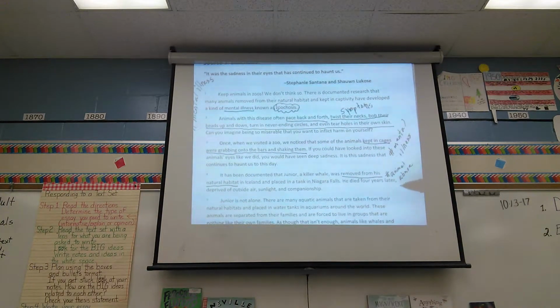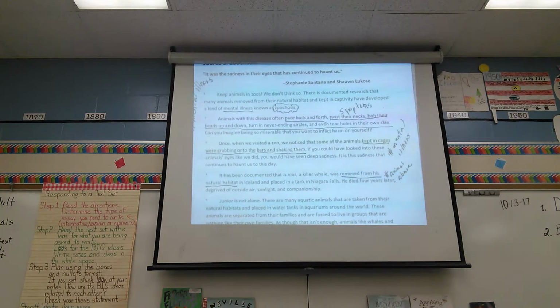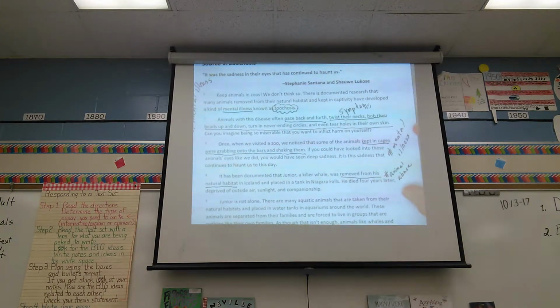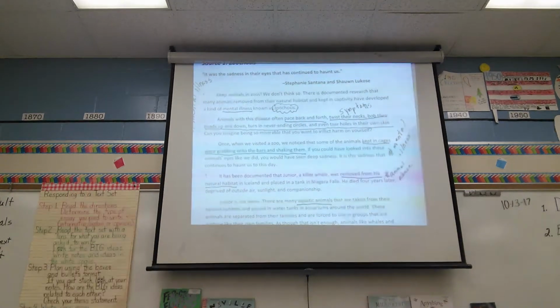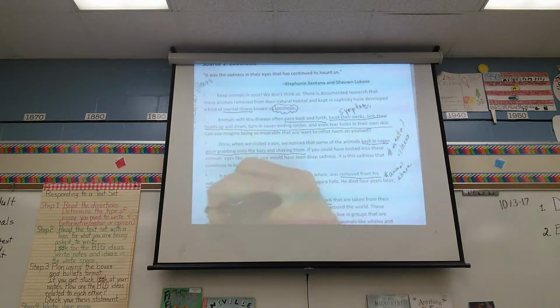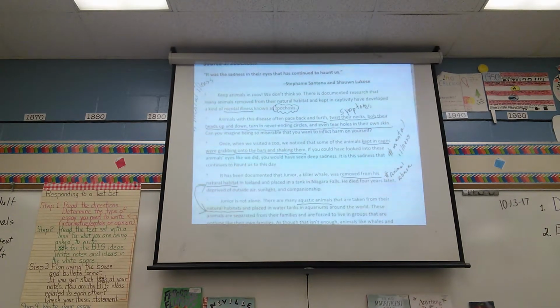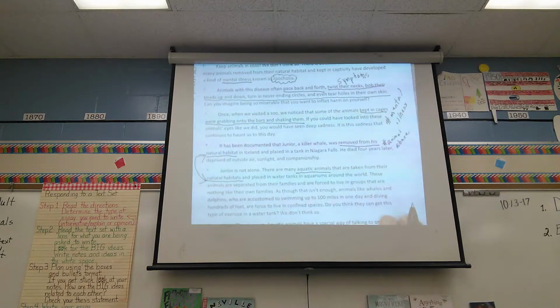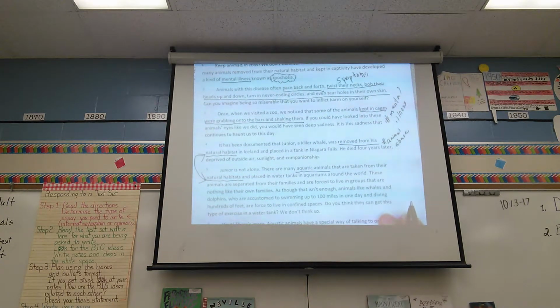I'm going to read on and give me a thumbs up if you see something else I can add that's important. Junior is not alone. There are many aquatic animals that are taken from their natural habitats and placed in water tanks in aquariums around the world. Olivia, you have a thumb up? Okay, so we're talking about aquatic animals taken from their natural habitats. Did you see that echo between these two? That's what they talked about up here. Okay, let me read on.